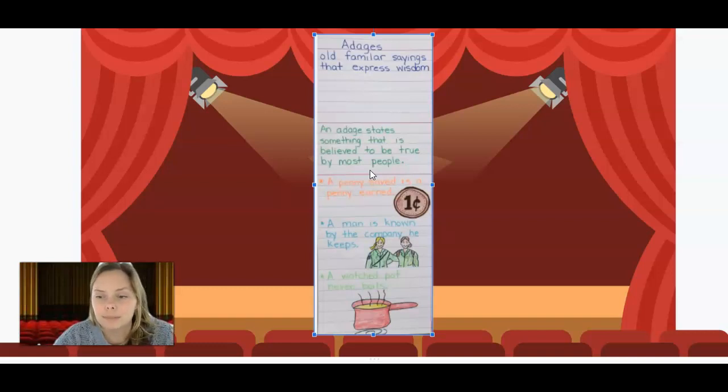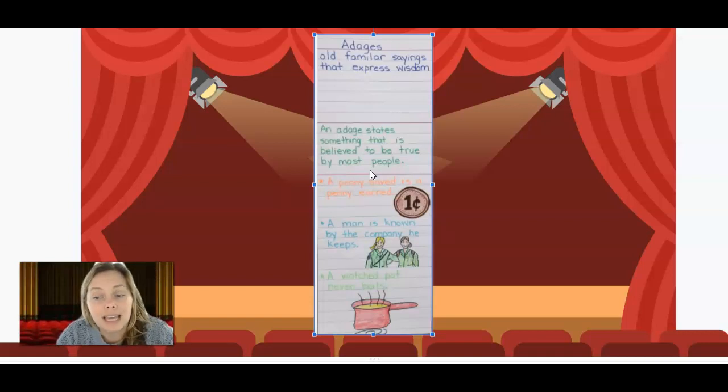Here are some examples. A penny saved is a penny earned. Well, we can probably all agree that if you're saving pennies, you're earning them, but it's a specific saying. It's like a little catchphrase that means something. If you save your money, you're building up a larger sum. A man is known by the company he keeps. Again, that's another adage, and it means who you hang out with is what you're like. If you're hanging out with very kind people and people who do good things, people will associate you the same way. If you're hanging out with people who are mean, rude, and make poor choices, people might assume that you're the same way, even if you're not.